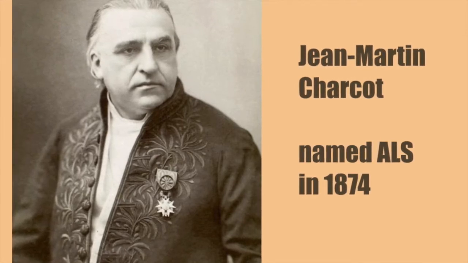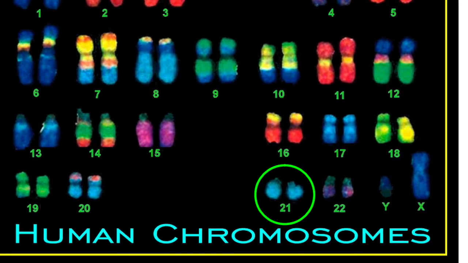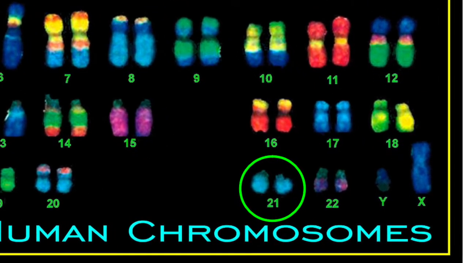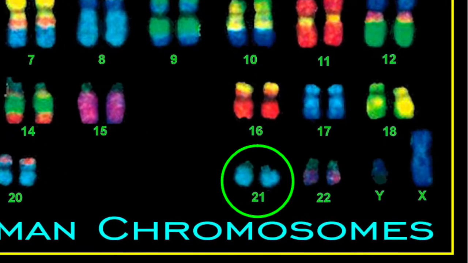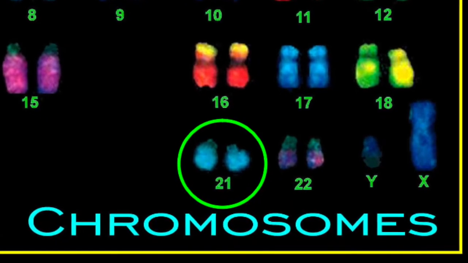Today we know that ALS is actually a mutation on the 21st chromosome. And what happens is the 21st chromosome, that section of DNA, codes for a specific protein. And since there's a mutation, the protein is not made correctly.